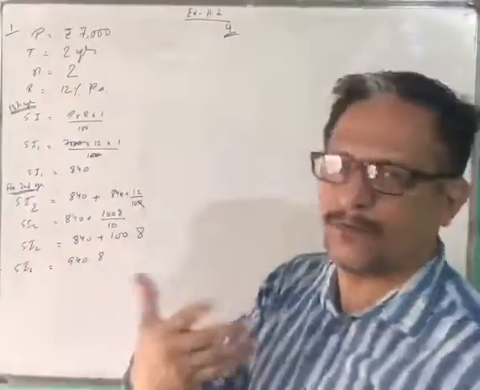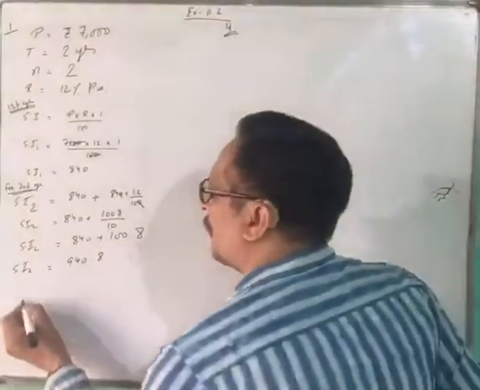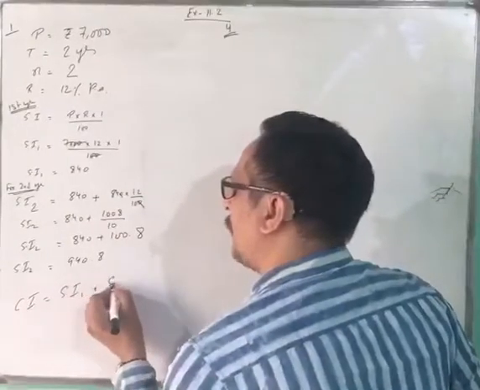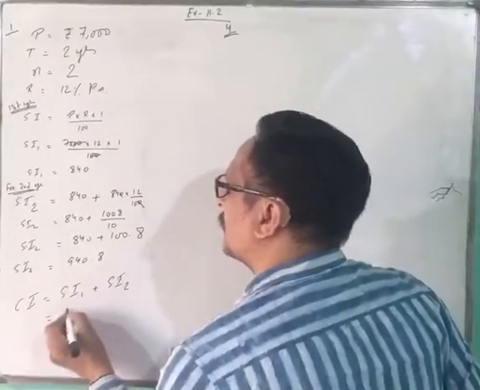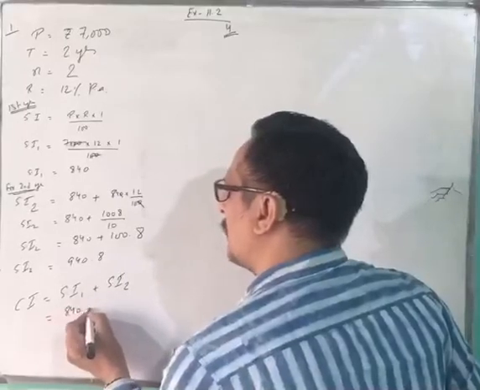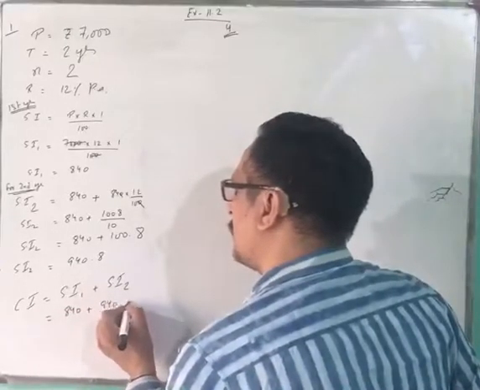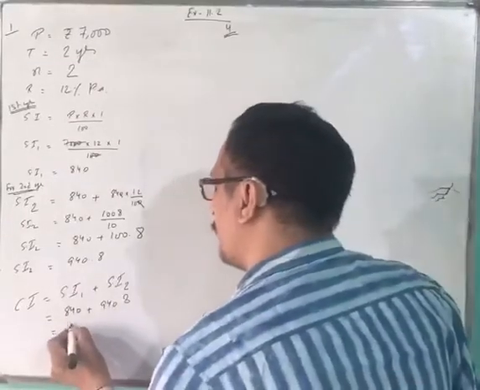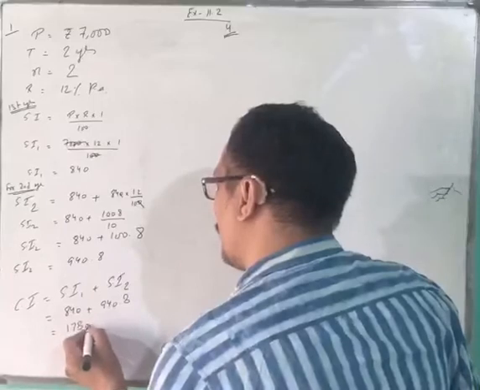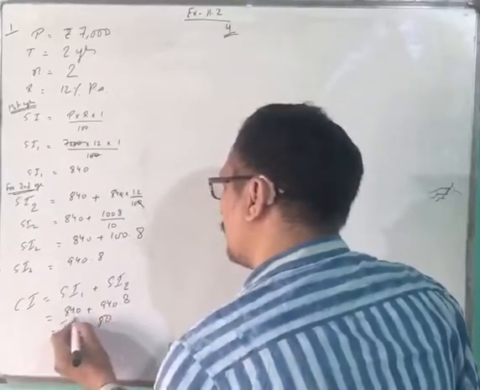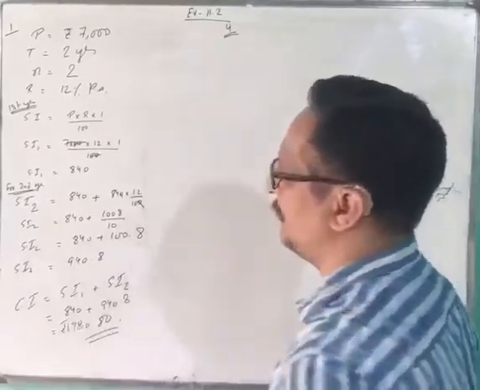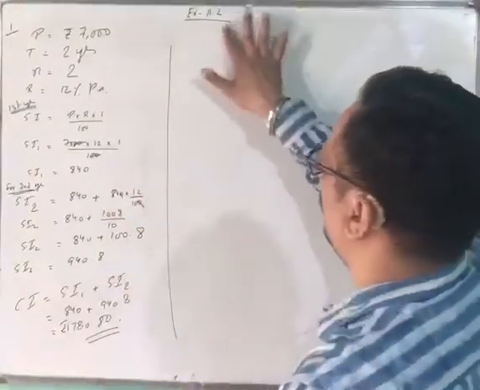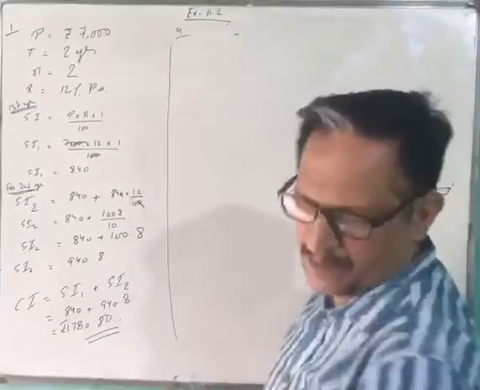Now we have to find out the compound interest. How can you find it? By adding the simple interests. The first simple interest is 840. The second simple interest is 940.8. When you sum up, you get 1780.80 rupees. In this way, you get the value of compound interest.